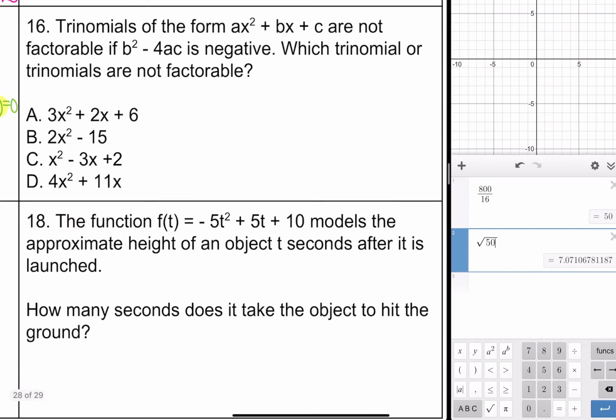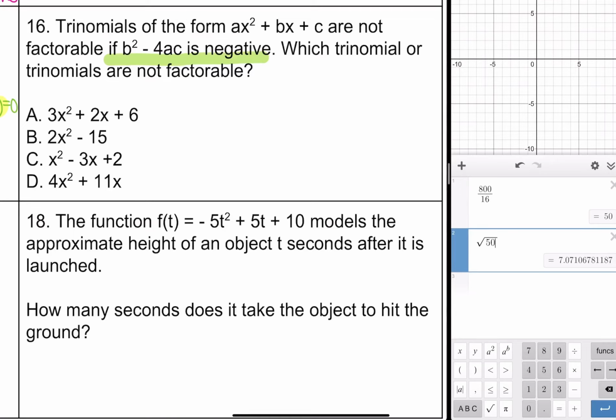Number 16. Trinomials of the form ax squared plus bx plus c are not factorable if b squared minus 4ac is negative. So this is just giving you some information. That means when you plug a, b, and c into this little formula, if you get a negative number, you can't factor it. So it's asking which one of these, if you plug in a, b, and c, would give you a negative number, because those quadratics would not be factorable.